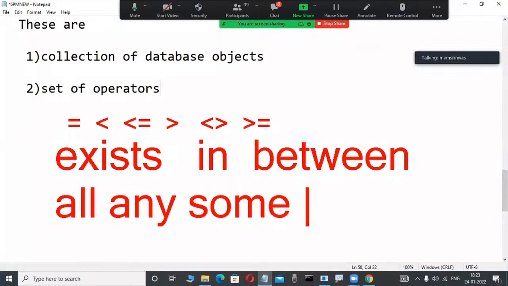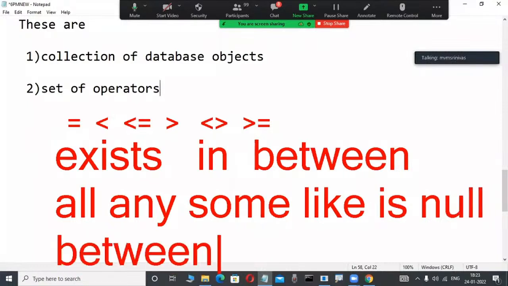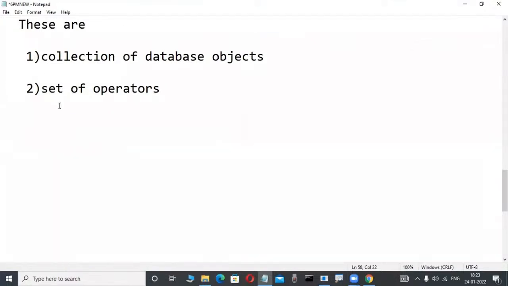Sum is an operator. Like is an operator. Is null is an operator. Like this, between is an operator. These types of special operators are there. What is exists, what is in, what is the difference between exists and in, where we are using them, what is the performance tuning, all those things we are learning in our course. What is like, what is between, where we are using them. Through these operators we are operating only.